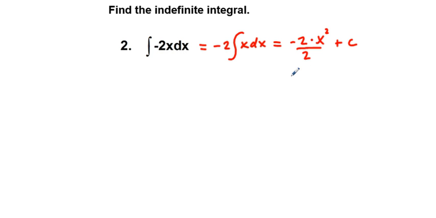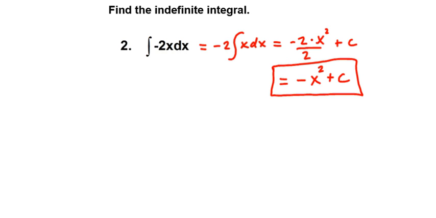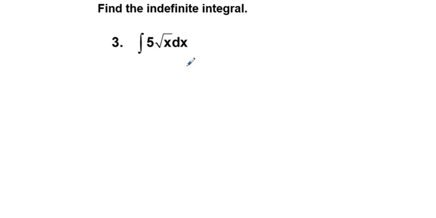We have -2 over 2, which cancel to equal -1. So we have negative x squared plus c. And there is problem 2. Almost as easy as problem 1.